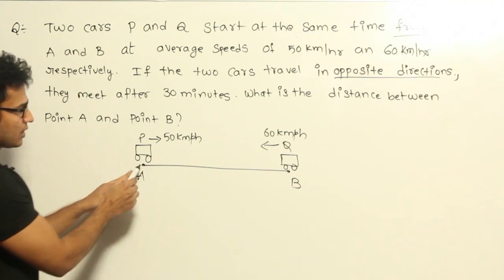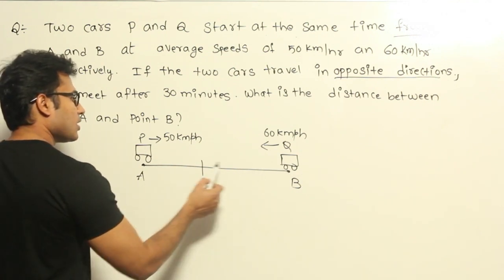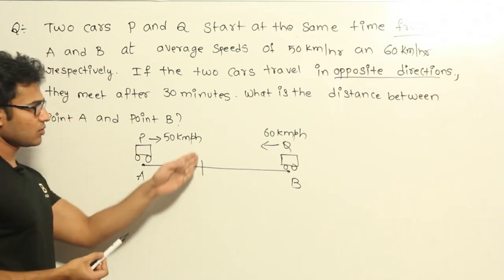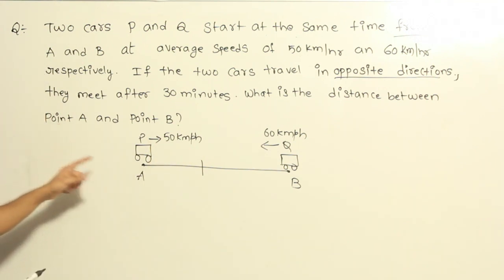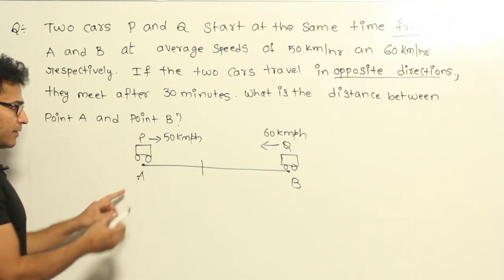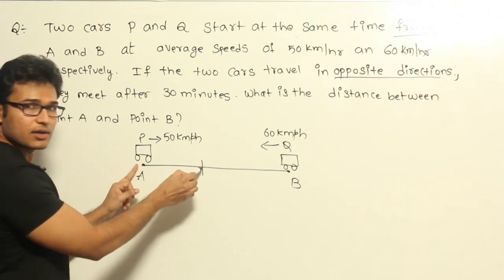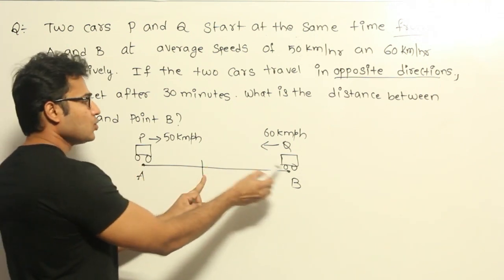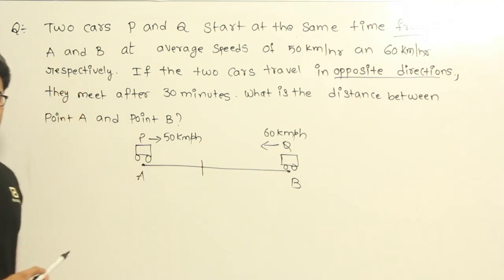So in half an hour it is going to cover some distance, and in half an hour the other is going to cover some distance, and they are going to meet at some point. Now what is the distance between point A and point B? That is what is asked. If you observe, the distance covered by P in half an hour plus the distance covered by Q in that half an hour is equal to the initial distance between these two points, isn't it?